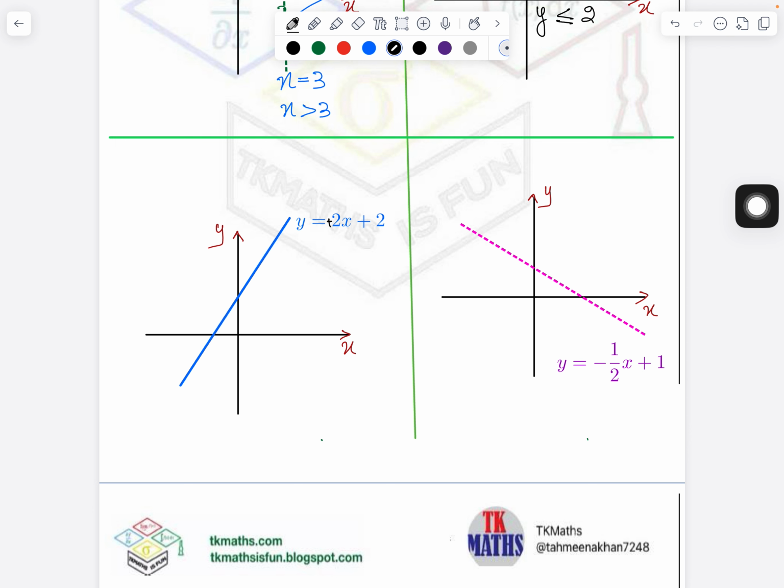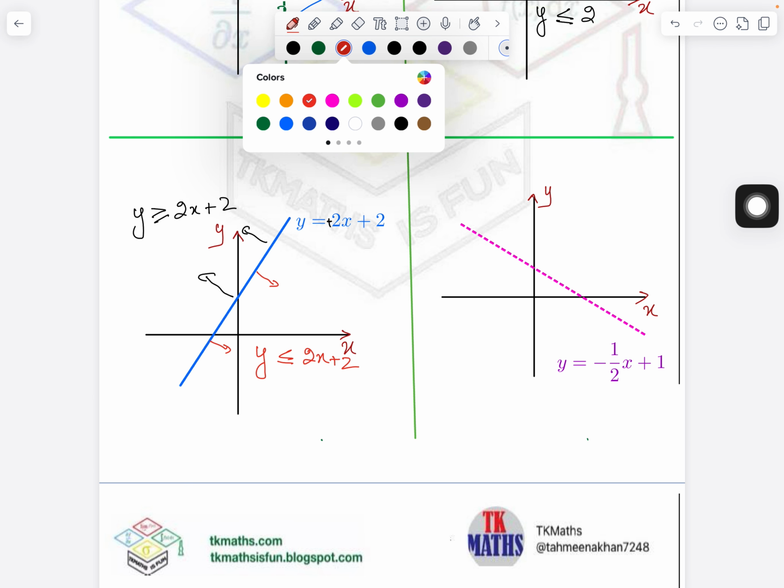So this region which is above the line, this side, will be represented by y is greater than or equal to 2x plus 2. And the region which is below the line, this side, will be represented as y is less than or equal to 2x plus 2. Right. Now let's see the last example.